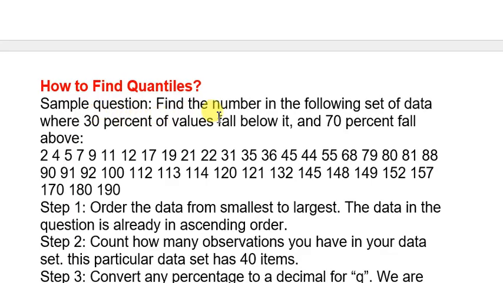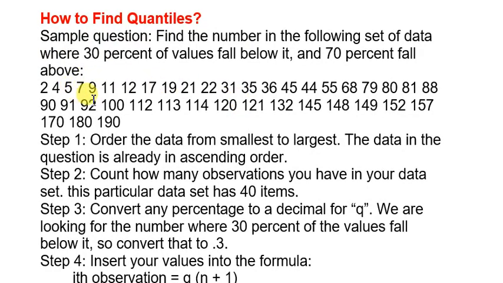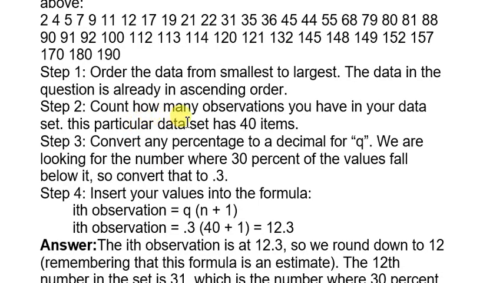Sample question. Find the number in the following set of data where 30% of values fall below it and 70% fall above. Okay, 2, 3, 4, these are the numbers. Order the data from the smallest to largest. The data in the question is already in ascending order. Count how many observations you have in your data set. This particular data set has 40 items.